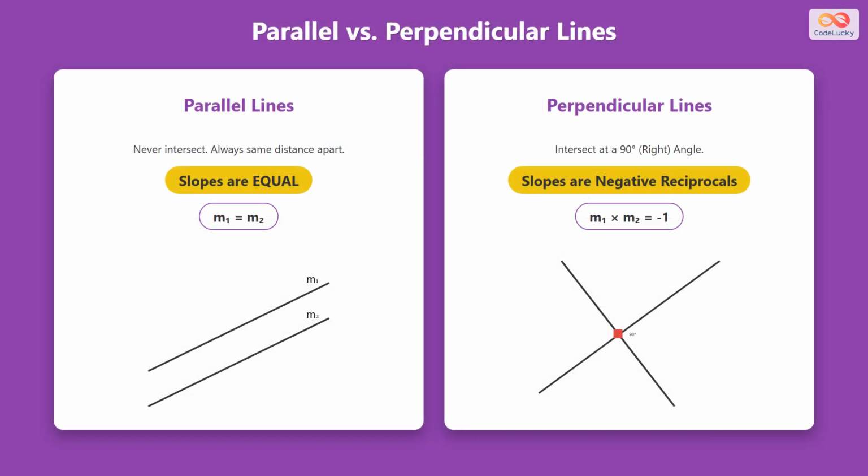Slopes tell us how lines relate to each other. Parallel lines never touch and always have the exact same slope. Perpendicular lines intersect at a perfect 90-degree angle. Their slopes are negative reciprocals of each other, meaning if you multiply them together, you get -1.